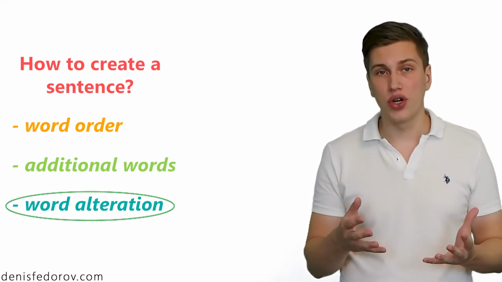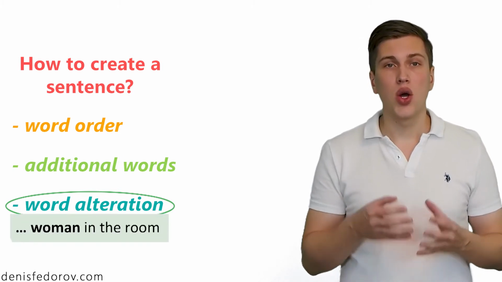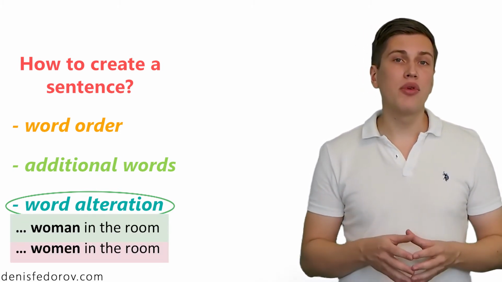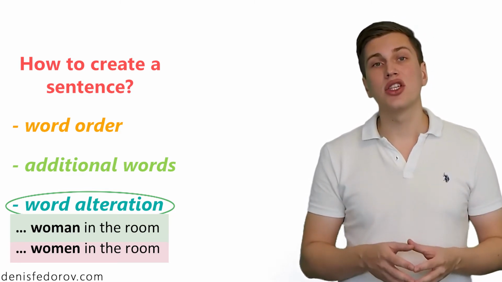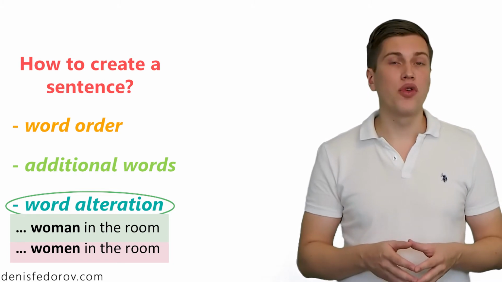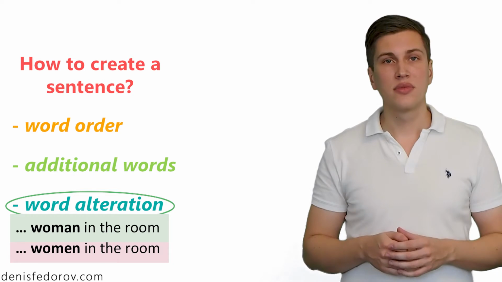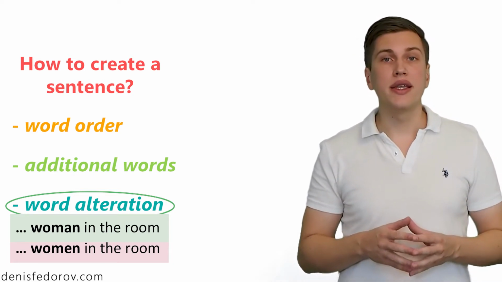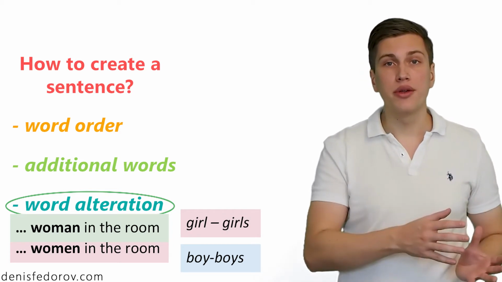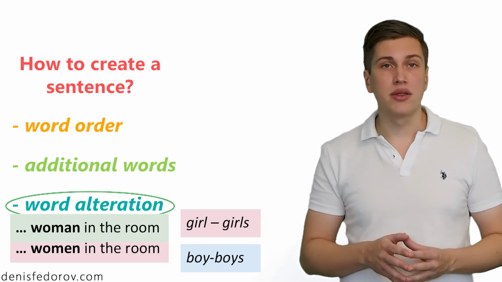You can change words themselves to convey information in a sentence. Woman in the room, women in the room. In this example, the word "woman" gets transformed. And thanks to this, we know that before there was just one woman, and now there are more than one. Also, the ending "s" indicates plural form, like girl, girls, or boy, boys. Those were examples of the word alteration mechanism.